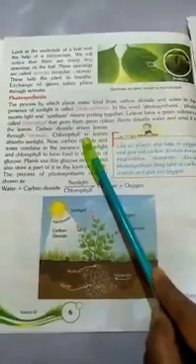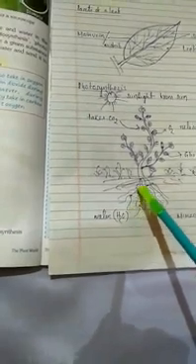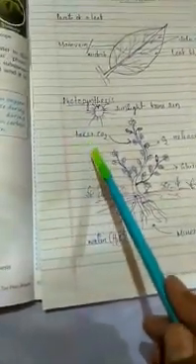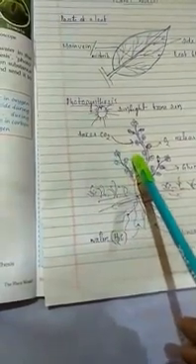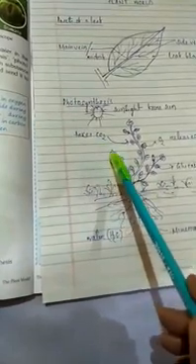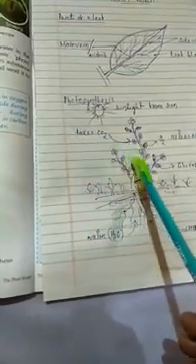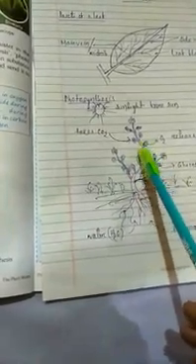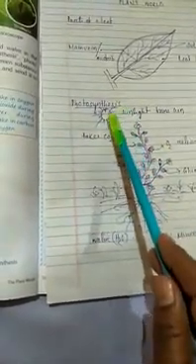Roots absorb water and send it to the leaves. So the first work is done by the root, which takes water and sends it to the leaves. Then carbon dioxide enters the leaf through the stomata. Carbon dioxide which is present in the atmosphere enters the leaf through the stomata. Chlorophyll in the leaf absorbs sunlight.